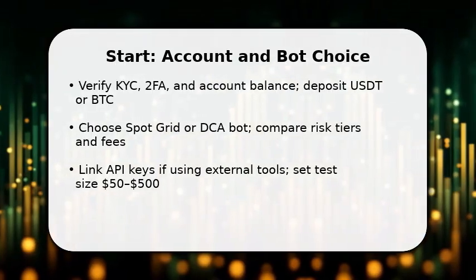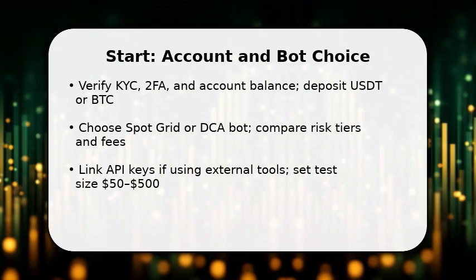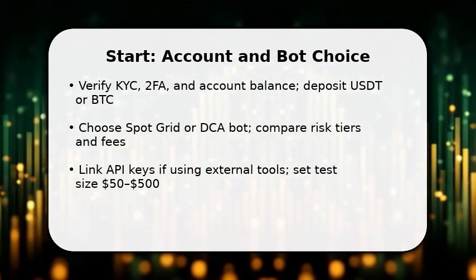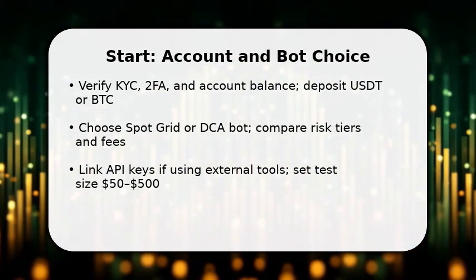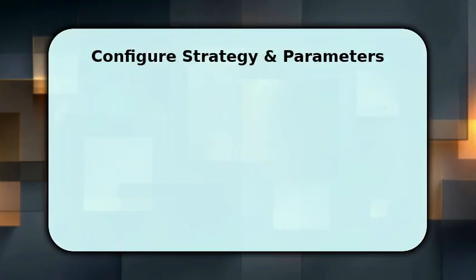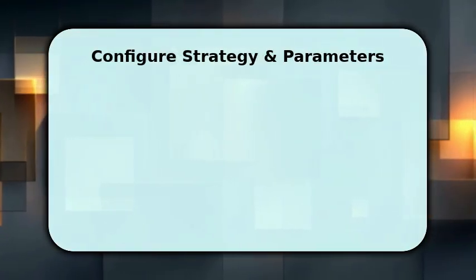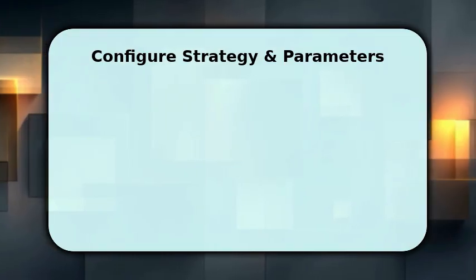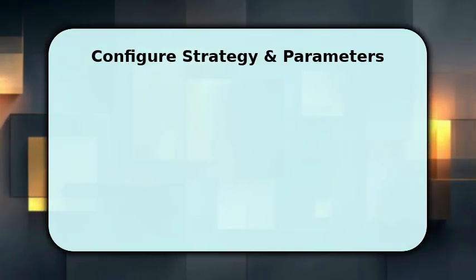Also, link API keys only if needed and restrict permissions. This reduces attack surface and keeps trades controlled. You now configure the strategy details. Start by selecting the trading pair and define grid levels or DCA intervals based on recent volatility.